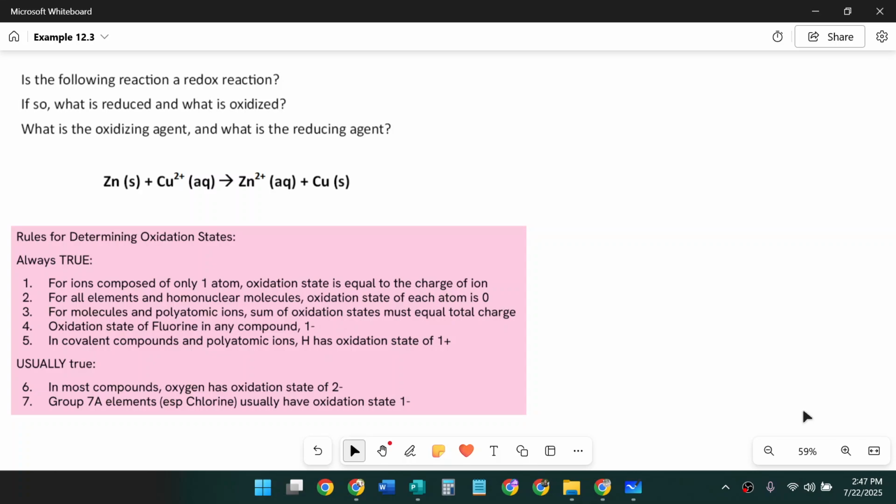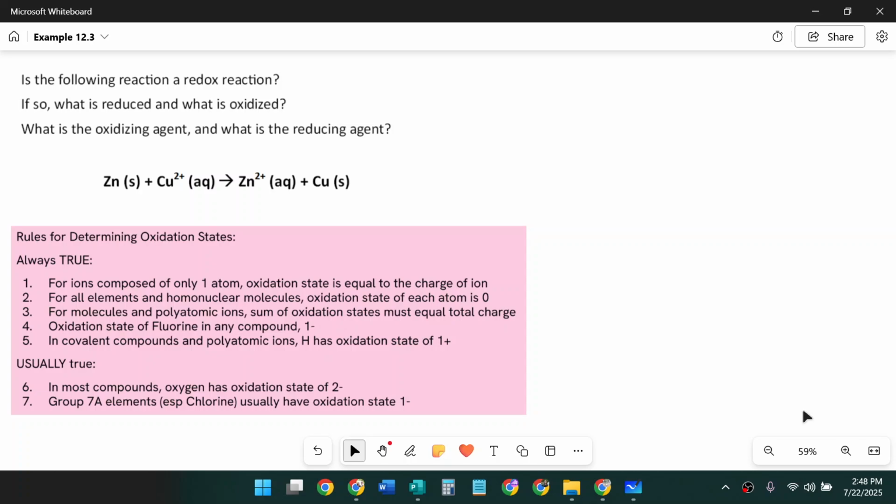This is example 12.3 from Discovering Design with Chemistry. In this one we have three different things that all ask, is the following reaction a redox reaction? If so, what is reduced and what is oxidized? And then what is the oxidizing agent and what is the reducing agent?